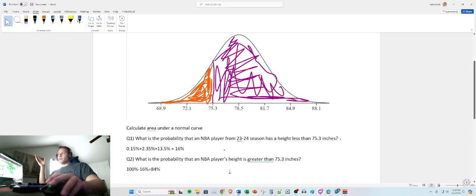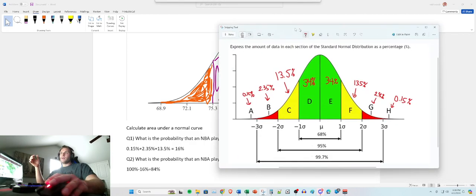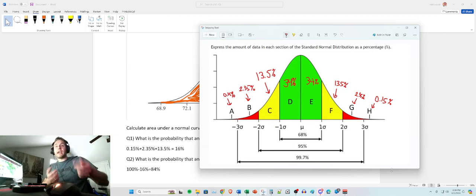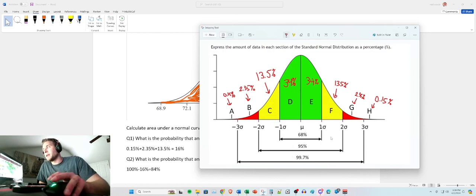Okay. And so that's what a lot of these questions are going to end up looking like. You just use this empirical rule to answer the questions. So on your assignment, it'll say, hey, I want you to use the empirical rule to do this. But I'll make a separate video explaining what needs to happen on the assignment. Let's go to the next question.